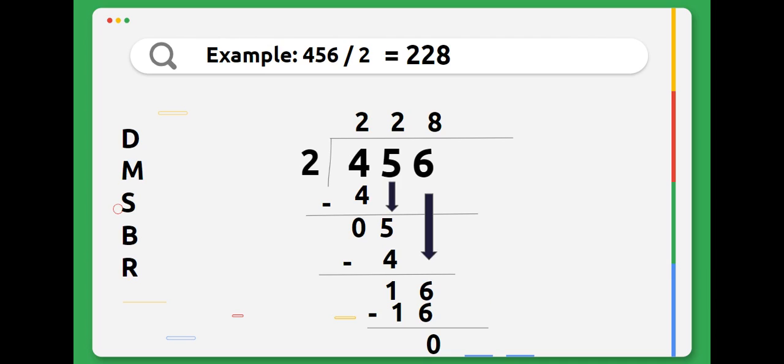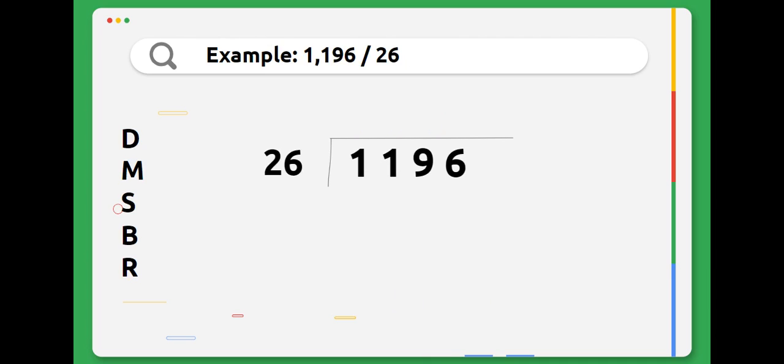Great job. Let's try another one. Now, this one's a little bit bigger. I don't know about you, but I don't know this off the top of my head. It's not as easy as the last one. I don't know how many 26's are going to come into these things. So I'm going to take it one number at a time. Can 26 go into 1? Nope. Can 26 go into 11? Nope. Can 26 go into 9? I think so. And I'm going to try 4.